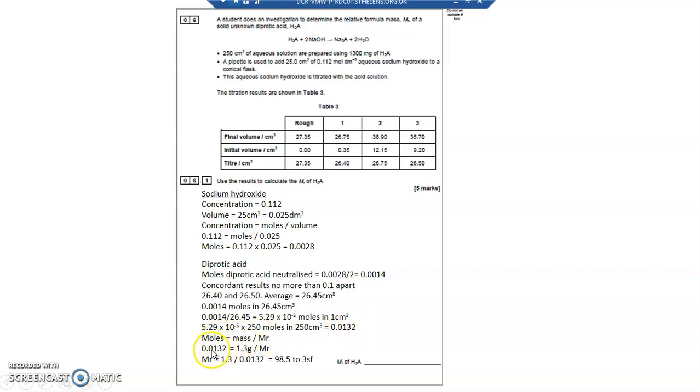Moles is mass divided by MR, 0.0132 is 1.3 grams. I said I'd have to convert this milligrams into grams at some point, divide by 1,000, 1.3 grams. Rearrange that equation, so MR is 1.3 divided by 0.0132, 98.5 to 3 significant figures. Most of the other values here are to 3 significant figures, so I'm going to go with 98.5, 3 significant figures.